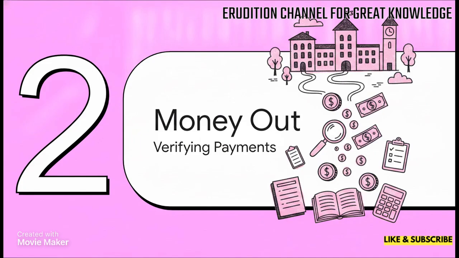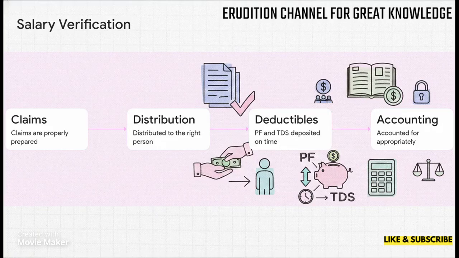All right, moving right along to Section 2, Money Out, Verifying Payments. Let's look at what is usually the biggest expense on campus: salaries and wages paid to employees. In government or aided colleges, this is a very strict process. First, the auditor verifies claims are properly prepared. Second, they ensure the sanctioned amount was distributed to the right person, checking the calculations and the accounting for any arrear salaries. Finally, they check that deductibles, things like Provident Fund contributions and income tax deducted at source, or TDS, have been deposited with the concerned authorities right on time.